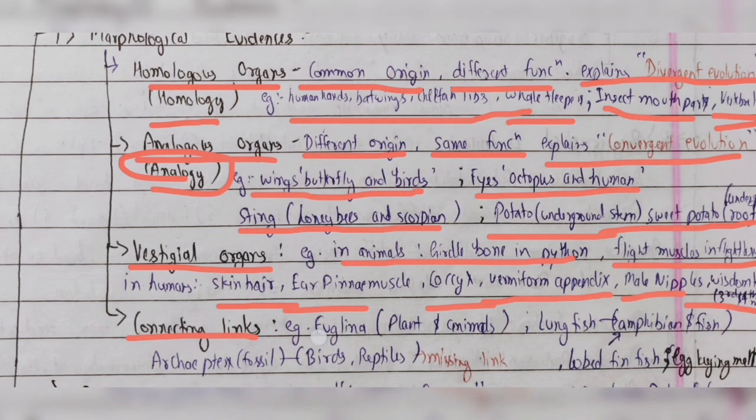Then there come connecting links, which tell about connections between different phyla, different kingdoms. Like Euglena connects plants to animals. Euglena is photosynthetic in the day and saprophytic at night.